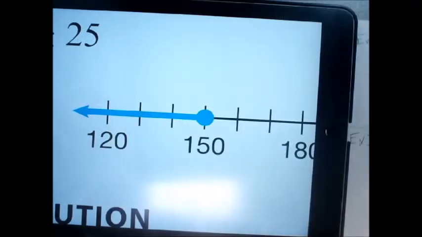Okay, on D, again, I'm using that letter. It's going to the left again, so that's less than, good. Is it inclusive or exclusive? So it's less than or equal to, and where's our number? 150. That's our answer.